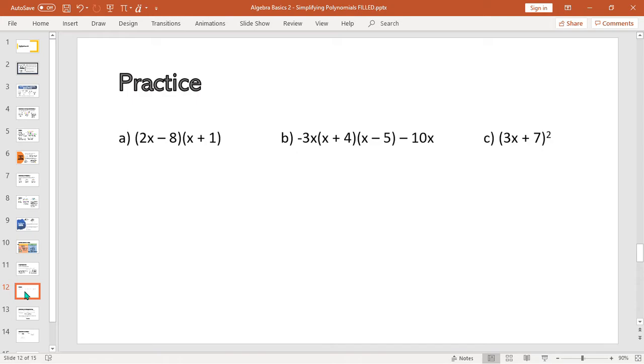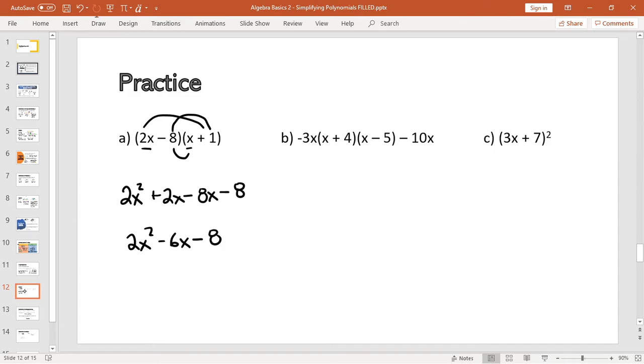So let's do some practice. For A, if I use FOIL, the first one is 2x times x, which gives me 2x squared. The outside, 2x times 1. The inside, negative 8 times x. And the last, negative 8 times 1. And that will give us 2x squared minus 6x minus 8.